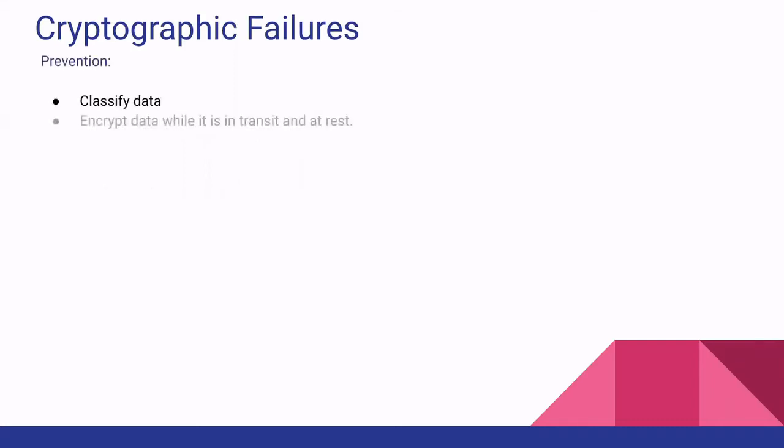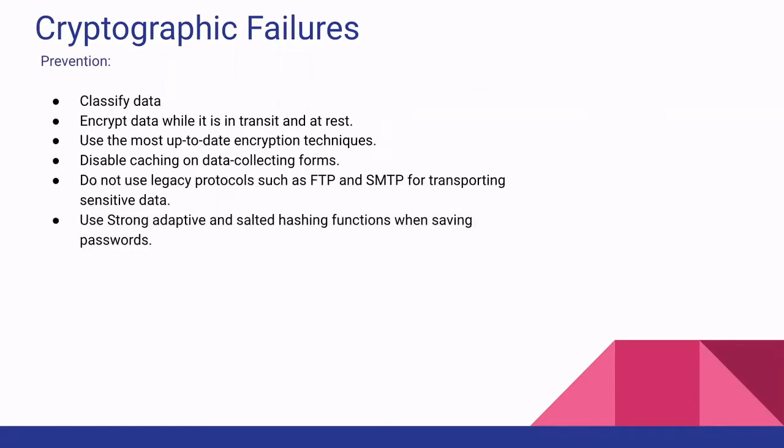So how can one prevent all this, right? Classify the data, what kind of data you have, identify the sensitive data and what laws it falls under. Encrypt data at rest and in transit. Use the most up-to-date encryption techniques, and a very important thumb rule that one needs to follow is not to reinvent the wheel of encryption, right? Many have tried and failed, but it's a good practice to use the known encryption techniques.